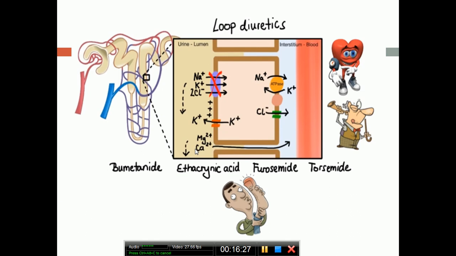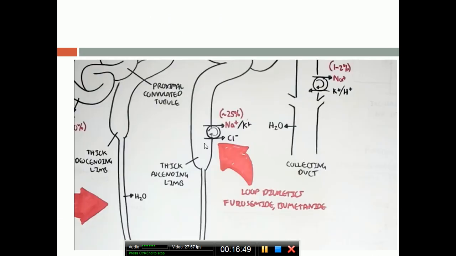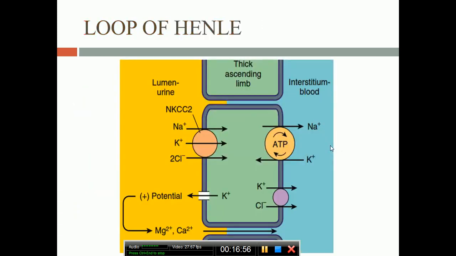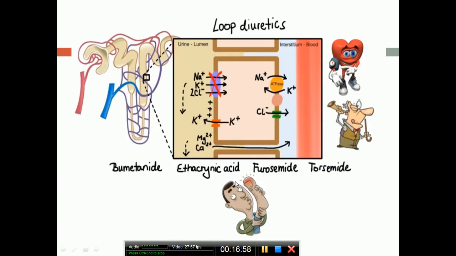So prolonged use of loop diuretics will diminish magnesium reabsorption, and ultimately they will excrete the magnesium into the urine. So prolonged use may cause hypomagnesemia. Why not hypocalcemia? Why not calcium?